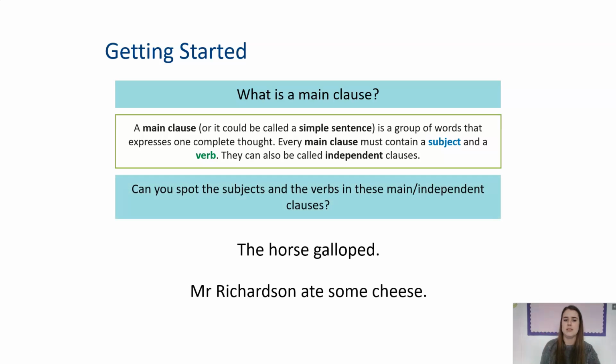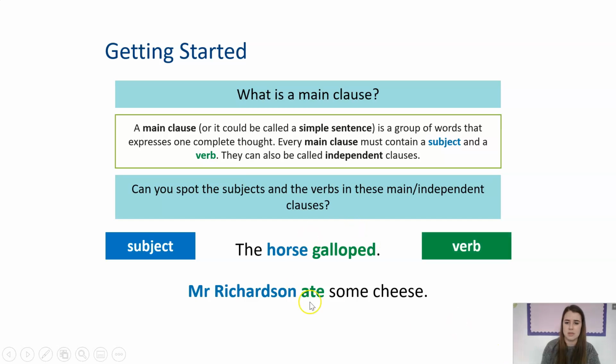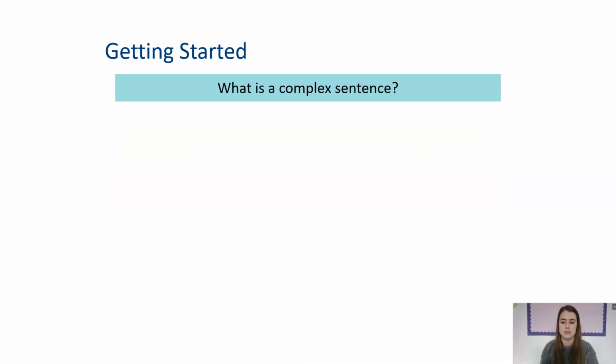So for example, can you spot the subject and the verb in these two sentences? We've got: the horse galloped; Mr. Richardson ate some cheese. The first one, horse, and Mr. Richardson are the subject, because that's who the sentence is about. The first one's about the horse, the second one's about Mr. Richardson. We're looking for the subject: what is it that we're actually talking about in the sentence? Here, the horse galloped, so that's the verb, what they're doing, and here Mr. Richardson ate. So we've got a subject, which is our who or what, and our verb, which is what it is that they are doing. Both are very simple sentences, both main clauses because they make sense on their own.